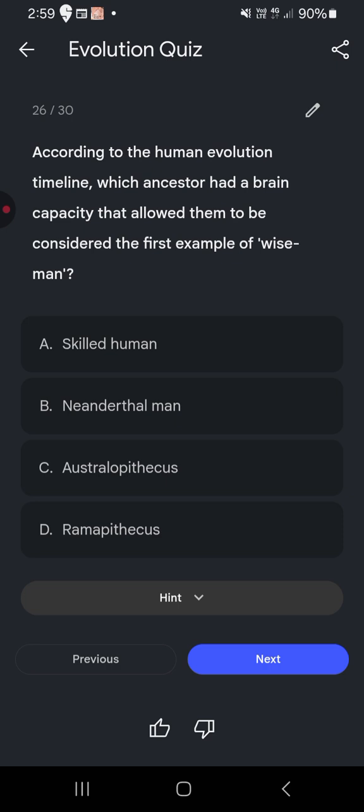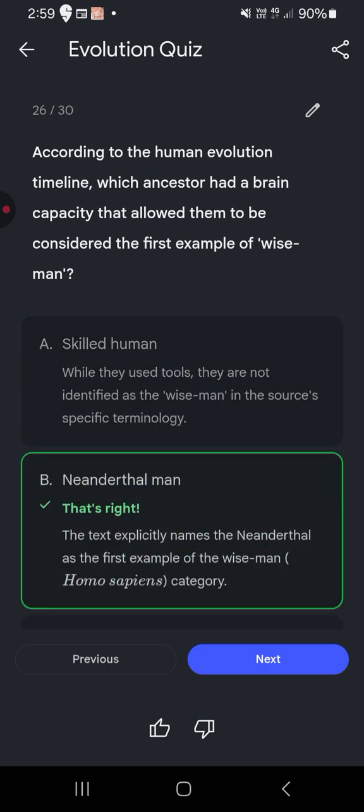According to human evolution timeline, which ancestor had a brain capacity that allowed them to be considered the first example of wise man? Correct answer is Neanderthal man. It was the first example of wise man Homo sapiens category.